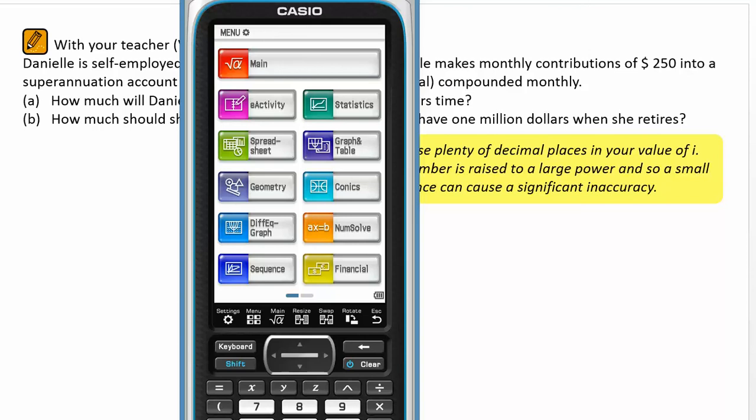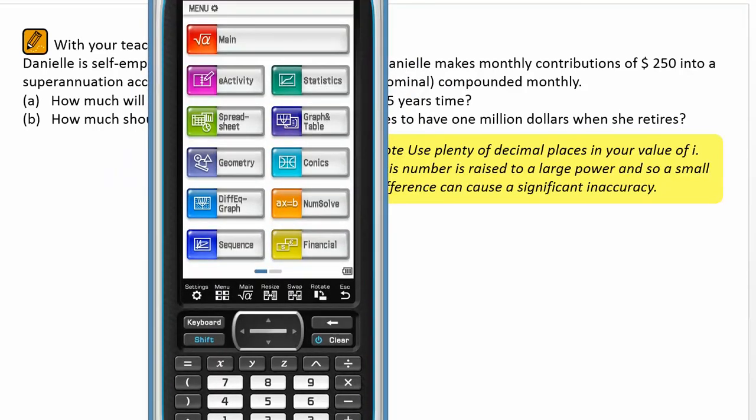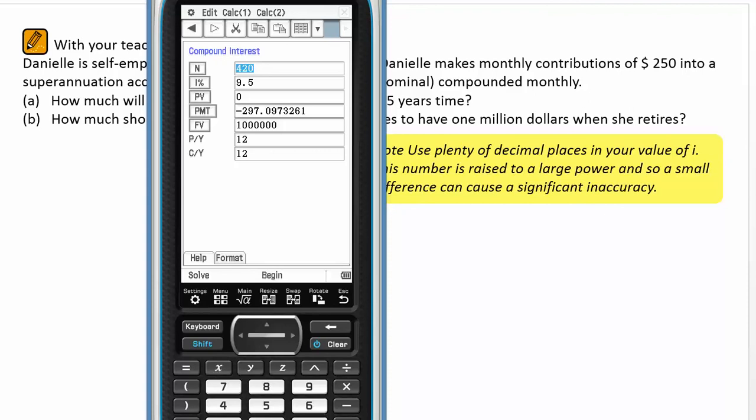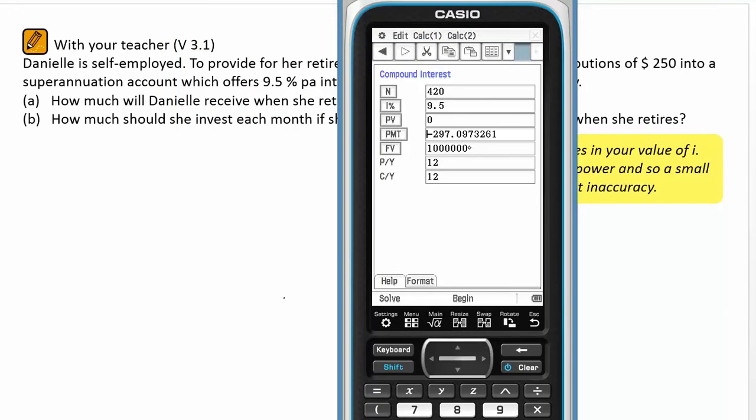Now, in order to do Part B, we fire up our calculator and we choose the financial or the TVM solver. Now, in this case, 420 payments are made, 9.5%, the interest present value is 0. We want to earn $1 million. Payments per year 12, compounding 12. Now because we're making this payment at the beginning of the sequence, she starts earning interest from the very beginning. Hitting the payment selector, we get negative $297.09 or about 10 cents. Please note it's negative because it's coming out of her pocket.